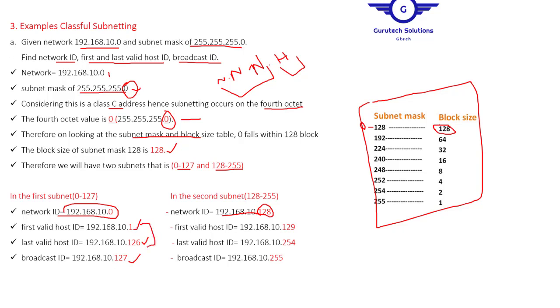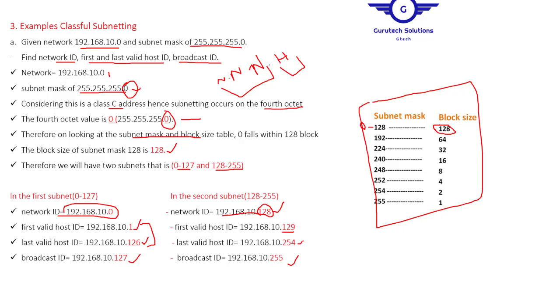Subnetting is sometimes hard to understand, but when you handle a lot of problems, you get to understand it better. That's how I learned subnetting. So the same case applies here. The first valid host ID is 129, because 128 is the network ID, so the first one should be plus 1. And the last one, from 128 to 255, so 255 is the broadcast ID. Now the last valid host ID is 254.